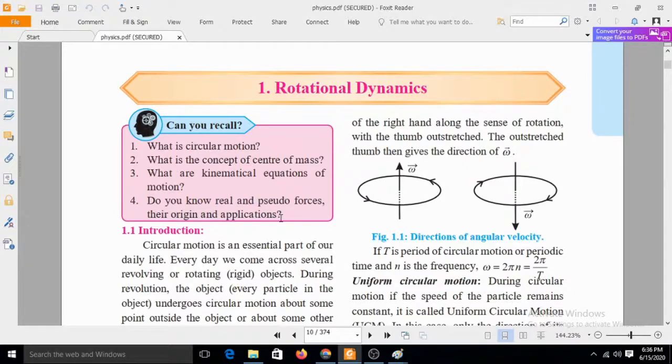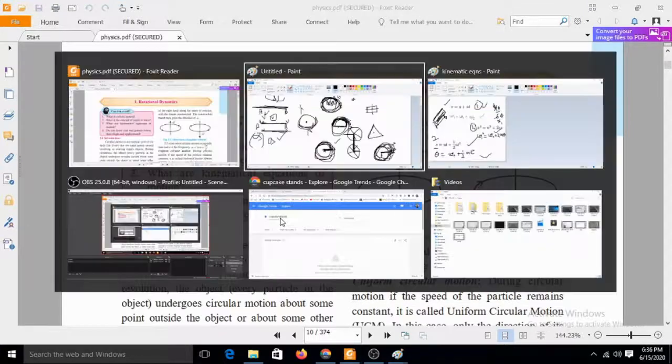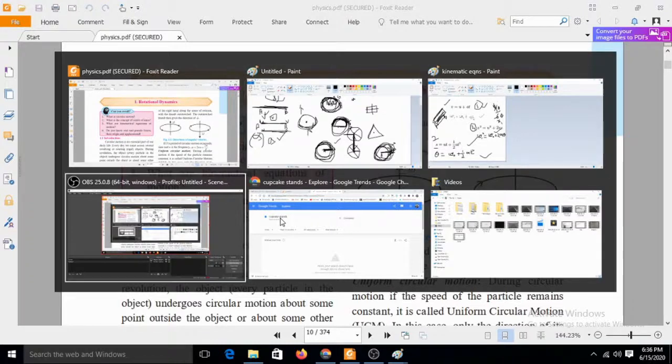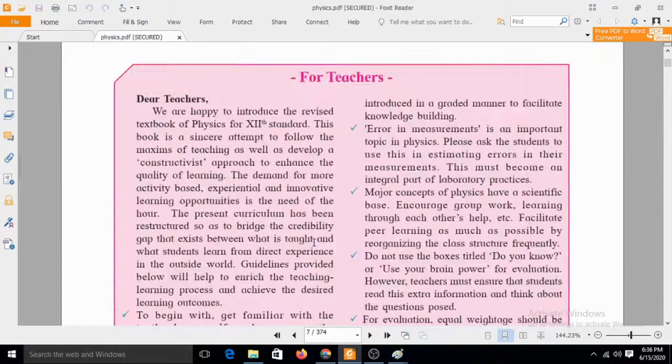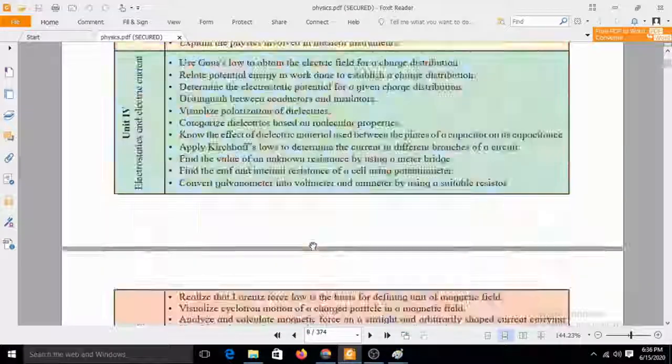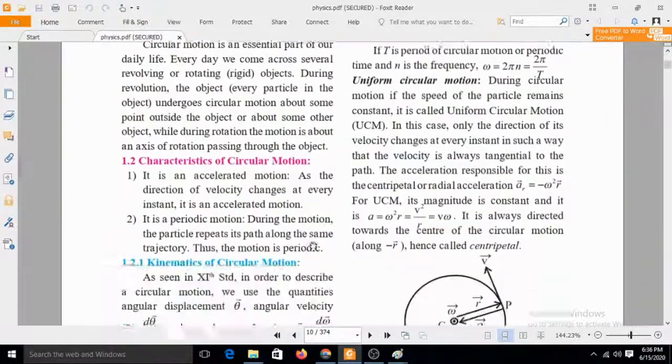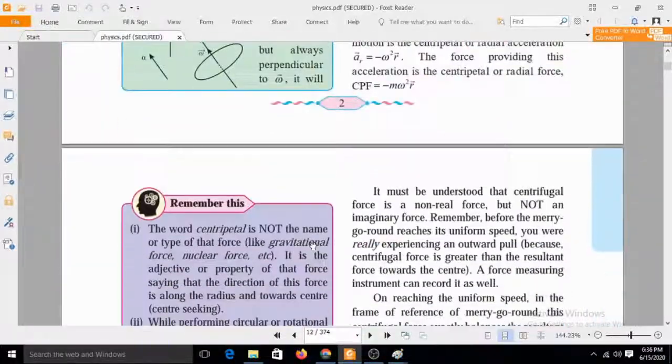The applications also I have told, with this only I have answered all the concepts and the theory also of this question, okay. So now we'll conclude this session.